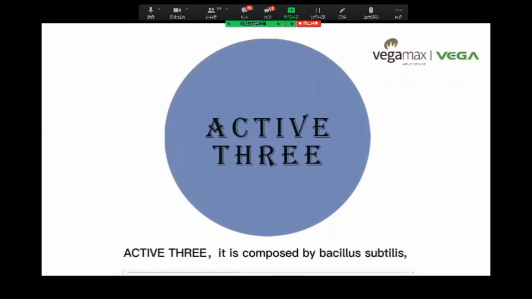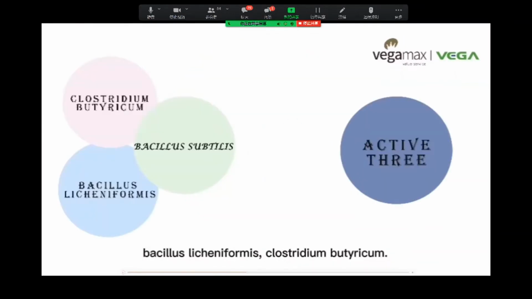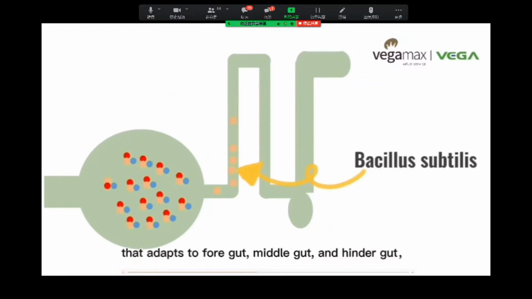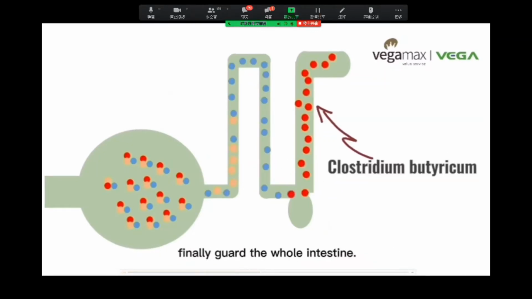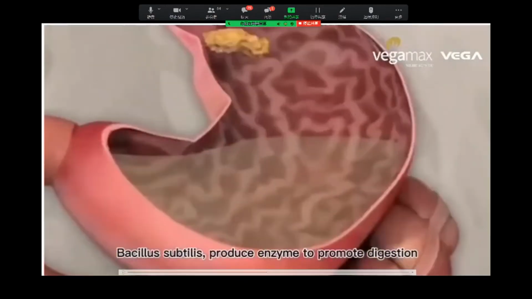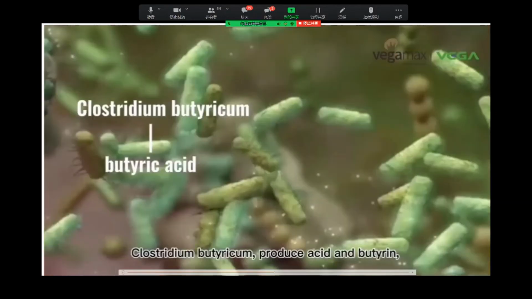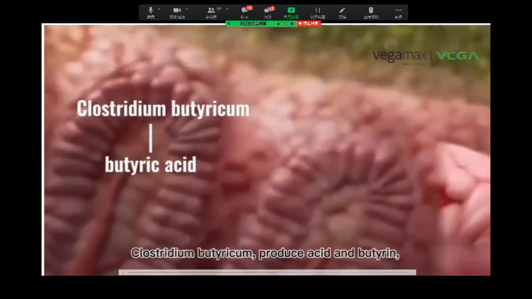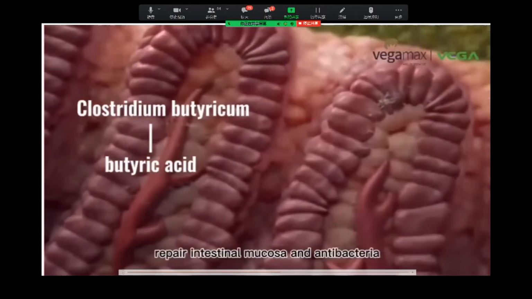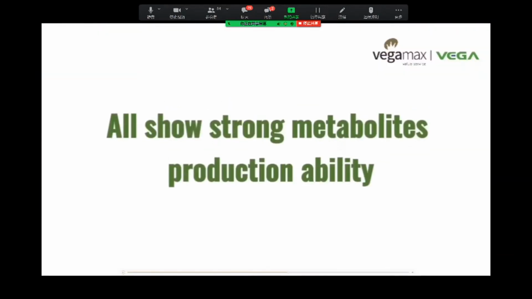Oct.25 is composed of Bacillus subtilis, Bacillus licheniformis, and Clostridium butyricum, which are respectively aerobic, facultative anaerobic, and anaerobic, adapting to the foregut, middle gut, and hindgut, finally guarding the whole intestine. Bacillus subtilis produces enzymes to promote digestion. Bacillus licheniformis produces peptides for antibacterial effect. Clostridium butyricum produces acid and butyrate, repairing intestinal mucosa and providing antibacterial effect. All show strong metabolite production ability.